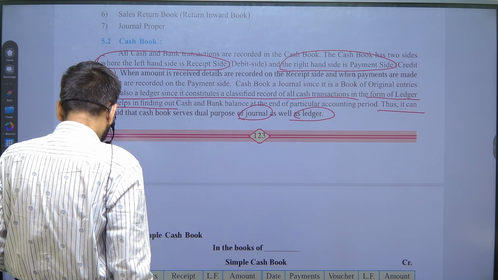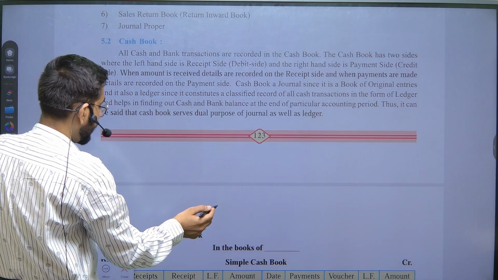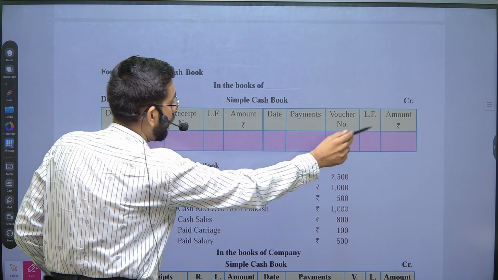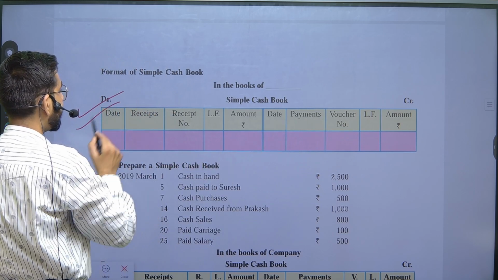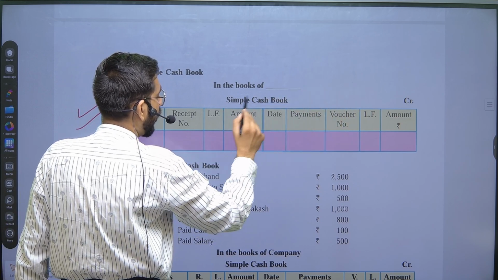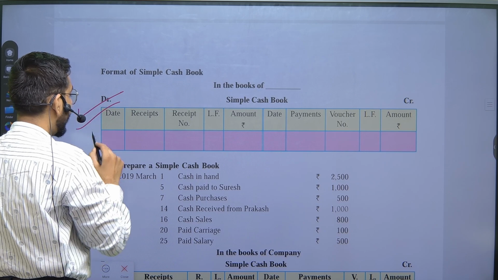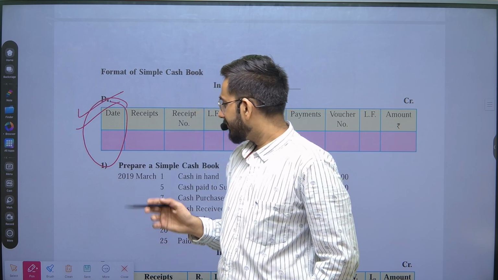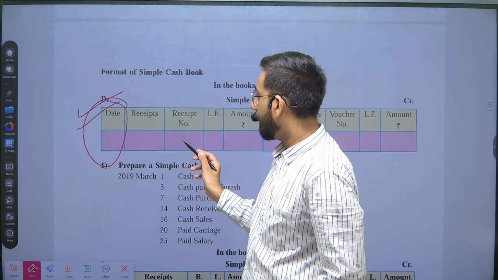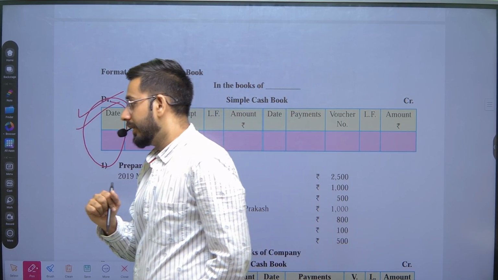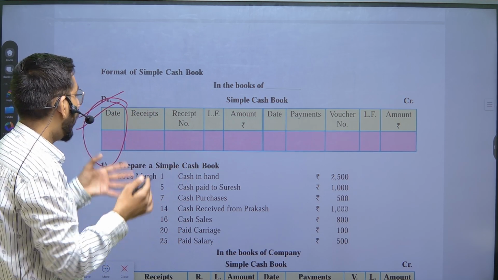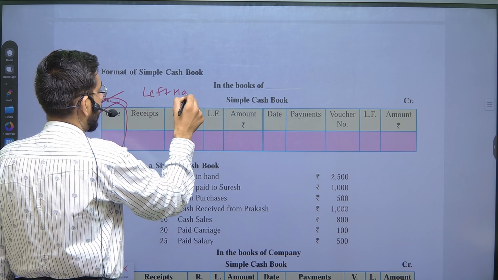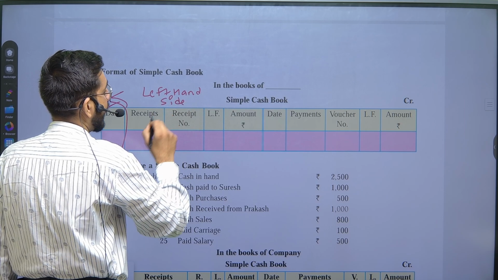Okay, moving forward to the format of the simple cash book. This is the format of the simple cash book. In the books of so and so company or firm, the simple cash book has as its first column the date column, with month, year and date. Then the receipt side: receipt number, ledger folio and amount. So this is the debit side, or you can say the left hand side of the cash book.